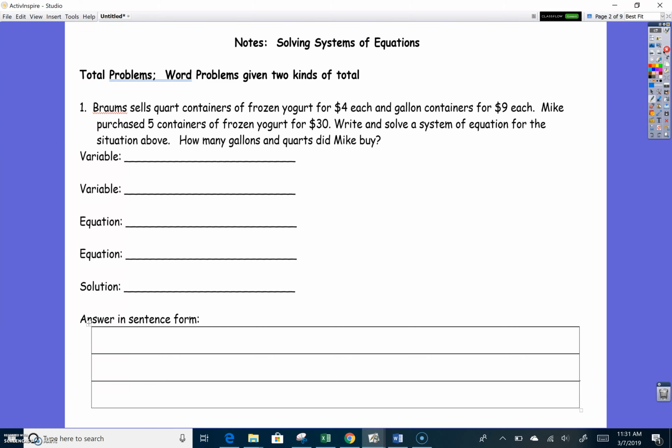Brahms sold quart containers of frozen yogurts for $4 each and gallon containers for $9 each. Mike purchased 5 containers of frozen yogurts for $30. Write and solve a system of equations for the situation above. How many gallons and quarts did Mike buy?